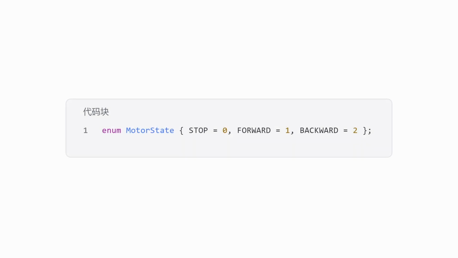Enumeration values start from 0 by default, but you can also manually assign values. Today, we learned the basics of enumeration and state machine programming, mastering how to improve code readability through enumeration and how to manage different program states using a state machine.